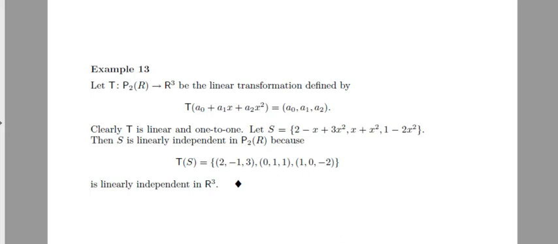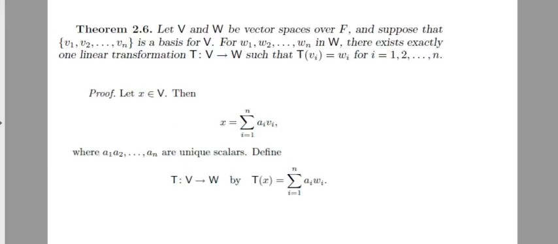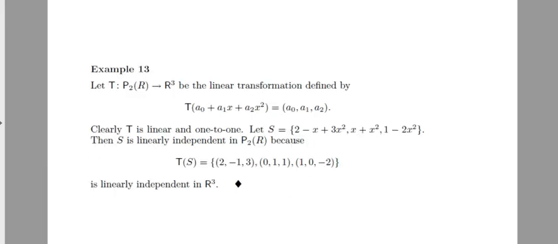Next example: T is a linear transformation from P2(R) to R³ defined by this map, where the polynomial is mapped to its coefficients. Now we can see that this T will come out to be linear and a 1-1 map. Calculate the null space; it will come out to be the singleton {0}. This map will come out to be a 1-1 map. Now consider this set S. This set S is linearly independent in P2(R) because T(S), which is these three vectors, will be linearly independent in R³.